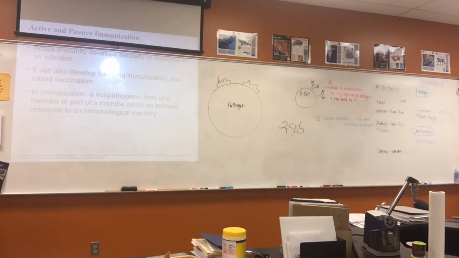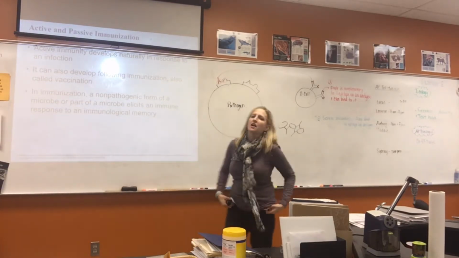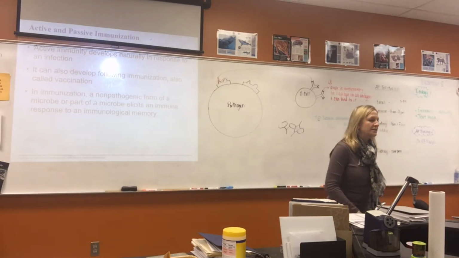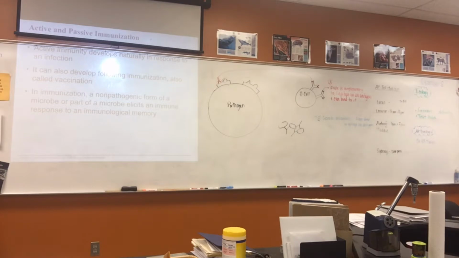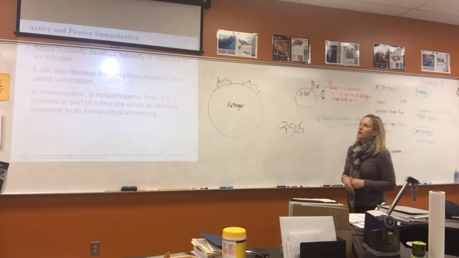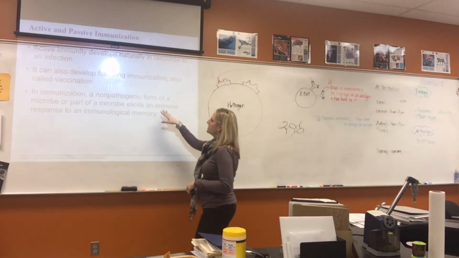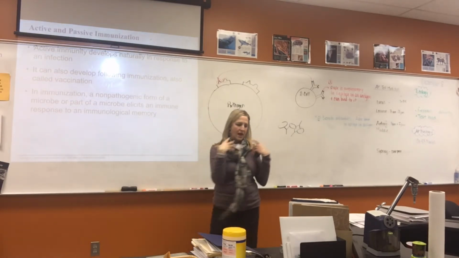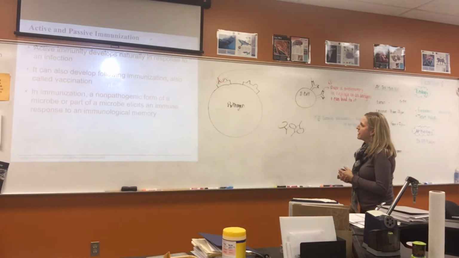All right, so active and passive immunization. So in this class, we've talked a little bit about vaccinations. Active immunity develops naturally in response to an infection. It can also develop following immunization, which is also called vaccination. And so as we talked about before, in an immunization or during a vaccination, you get a non-pathogenic form of the microbe or part of the microbe that elicits an immune response, and eventually we'll get memory cells that will then protect us when we come into contact with that pathogen later on in life.